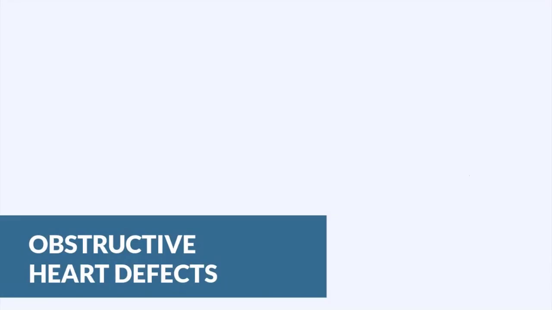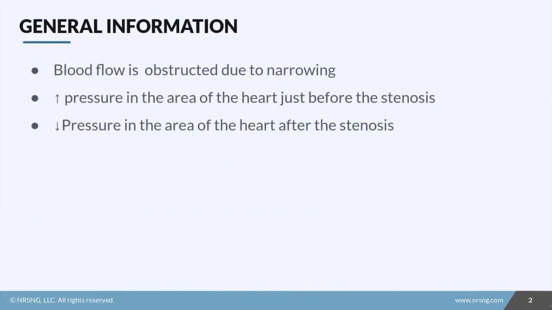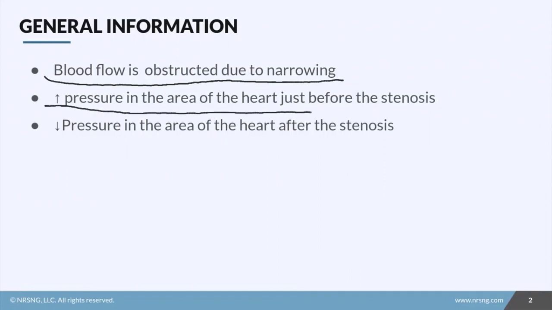In this lesson, we are going to be talking about obstructive heart defects. In our obstructive heart defects, blood flow is being obstructed or blocked due to narrowing. And usually this narrowing is in a blood vessel or at a valve, and the technical term is stenosis. In the area before the stenosis, there's going to be an increase in pressure, and the area behind or after the stenosis is going to have a decreased amount of pressure.